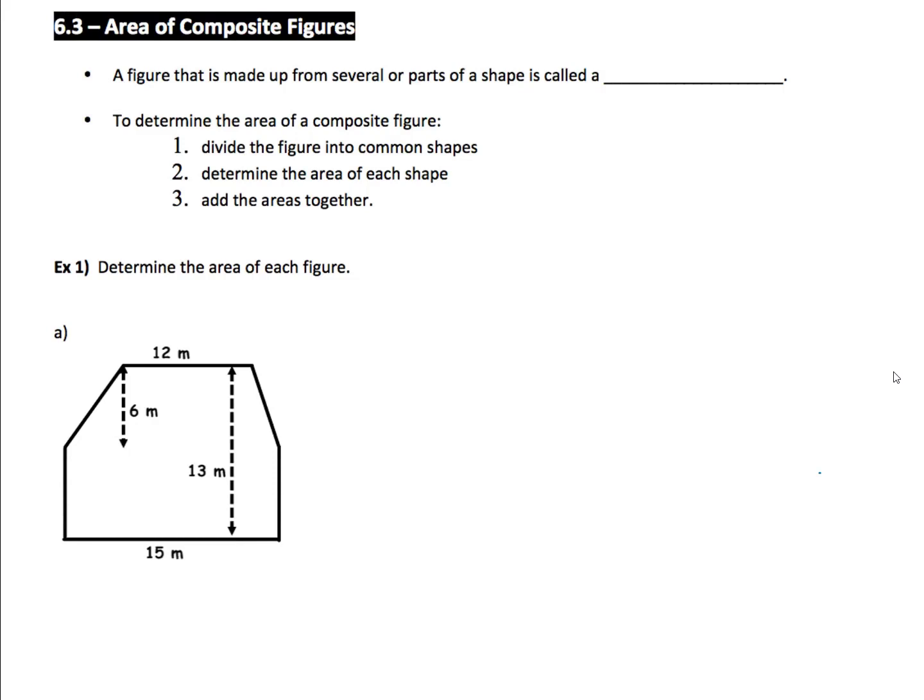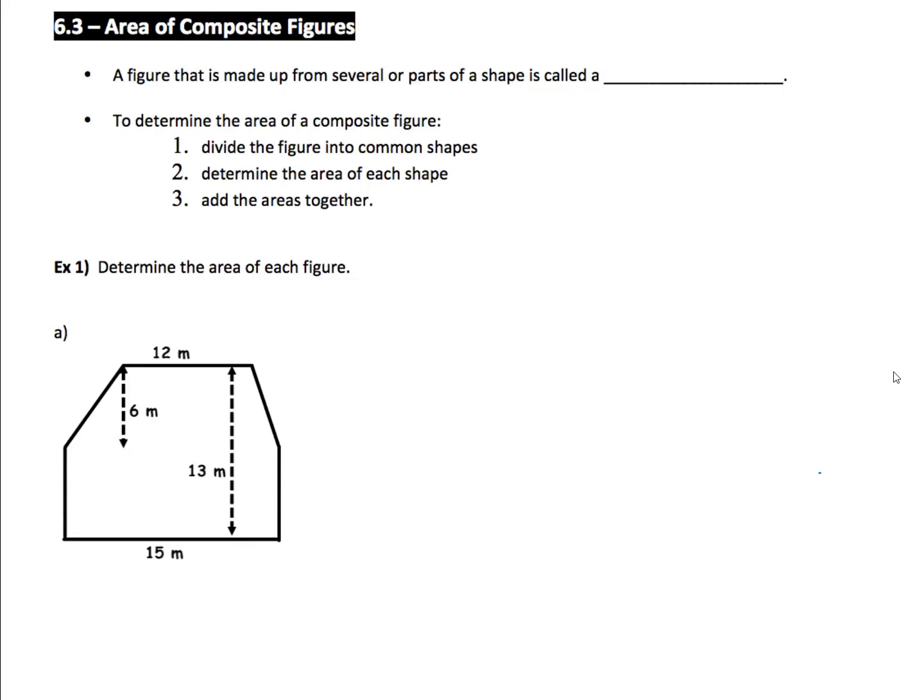This is 6.3, area of composite figures. Trust me, finding the area of a composite figure is much easier than finding the perimeter. That's why we start with the area of a composite figure over perimeter. It is a little counterintuitive because we usually teach perimeter first and then area, but for composite figures, it's backwards. You'll see why at the end of 6.4. All right, let's move on.